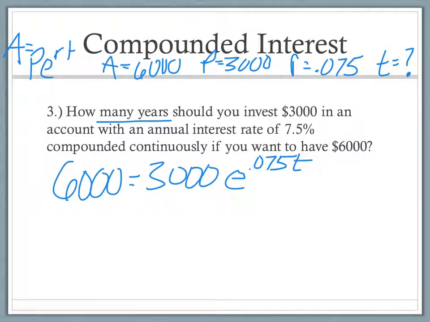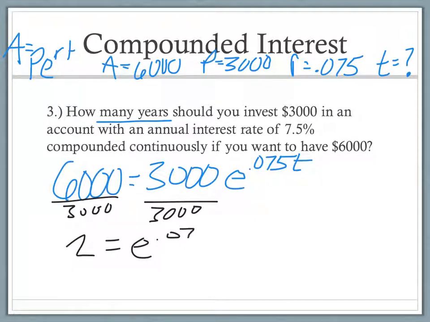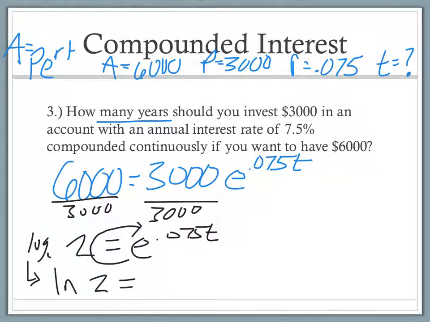Now this is similar to what we just did. First I need to get this e to the 0.075t by itself. So I'm going to divide by 3,000. I'm going to have 2 equals e to the 0.075t. Now this is just like the last problem we did. We can rewrite this as an exponential or as a logarithm. So log base e, which we can write as ln, of 2 equals 0.075t.